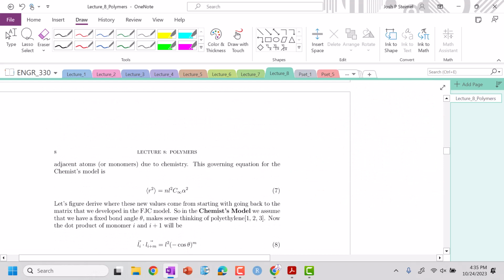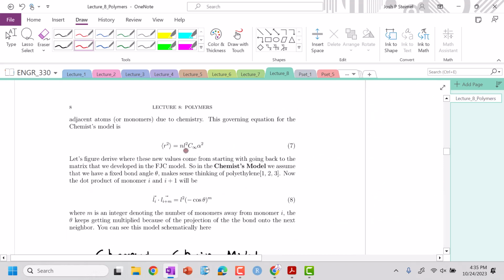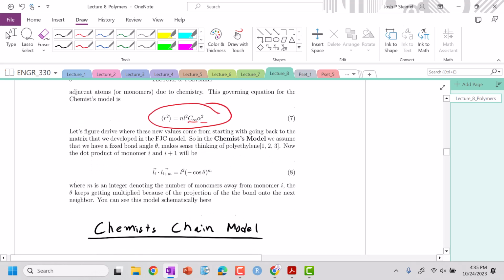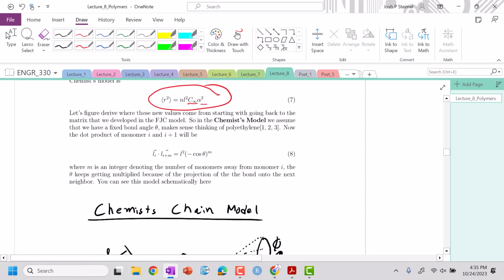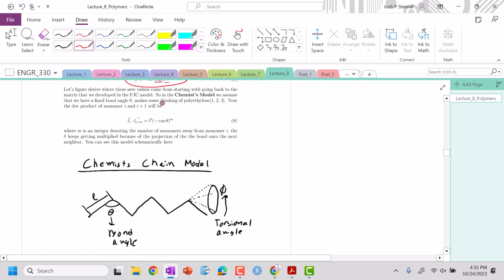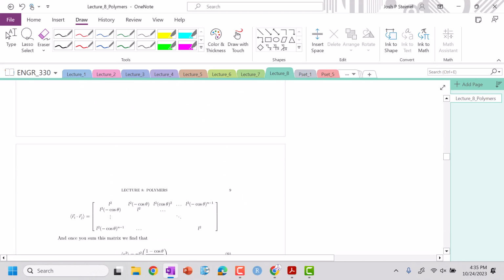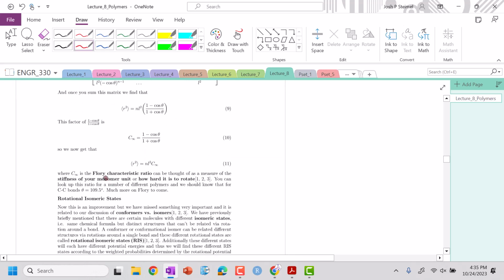So you can see here, these two values, C infinity and alpha squared, are going to scale our average squared end-to-end distance. So if you're looking at this, we can now assign an angle. This parameter C infinity takes into account bond angles and also bond rotations. And that value of C infinity varies. It's the Flory characteristic ratio.